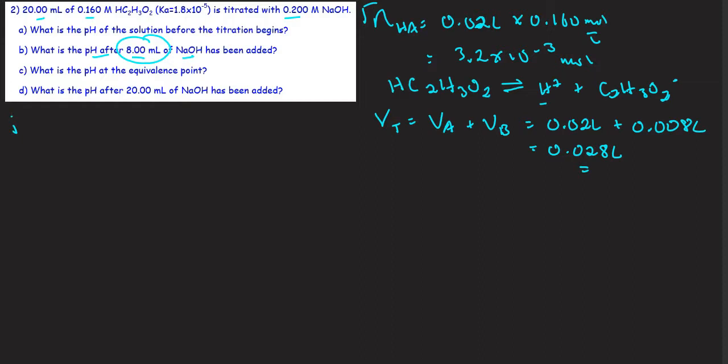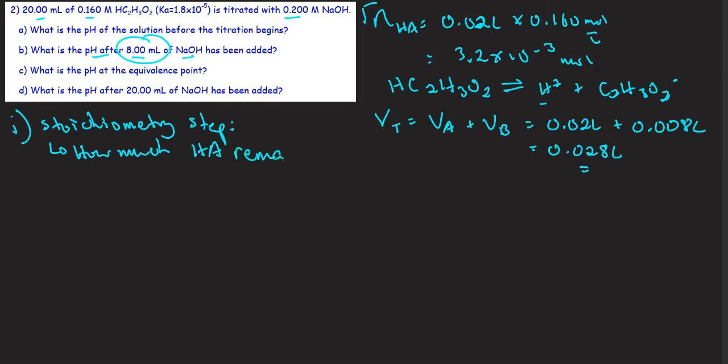Now the first step in solving for the pH at the second point of titration is a stoichiometry step. So your stoichiometry step is to figure out how much acid remains after neutralization, so after the 8 mL of base.